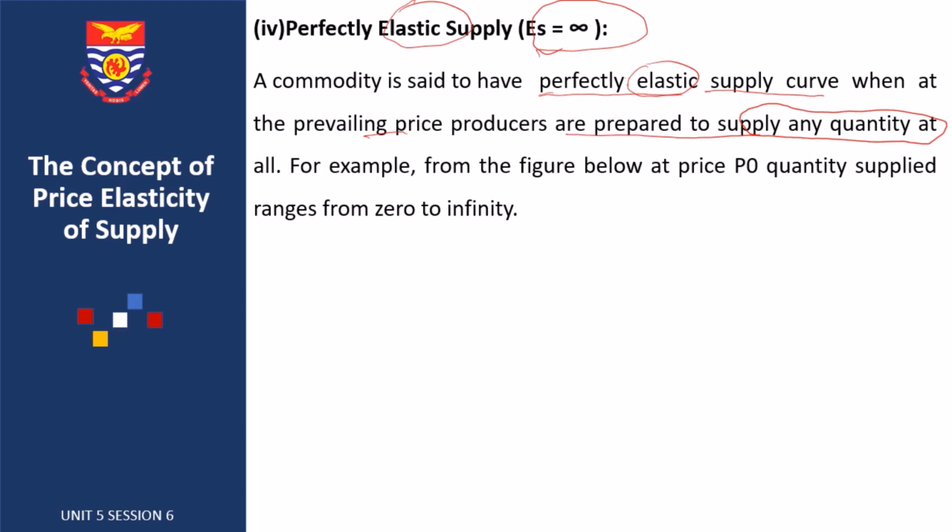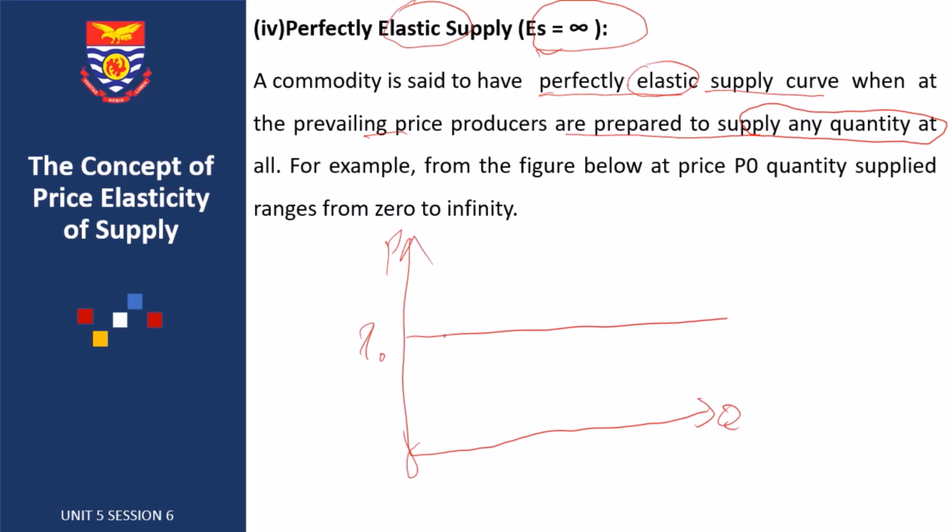For example, the figure I'm going to sketch below here. Alright, so I have my origin, my price, my quantity, and then I'll have only P naught, so only one horizontal line, but I'm going to have different quantities. So I have Q1, Q2, Q3, and then Q4. Alright, and this is my supply curve.